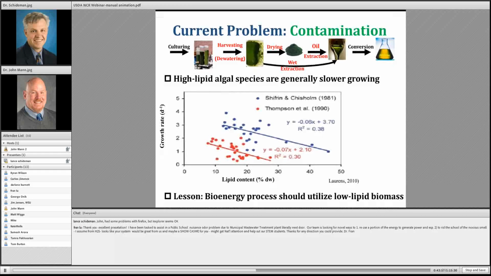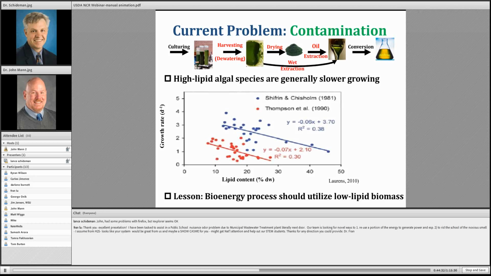The other problem that I mentioned was contamination. And the problem here is illustrated by this figure, which shows the relationship between growth rate of the algae and lipid content. So you can see that there's a general negative correlation between those two for lots of different species and lots of different studies. And basically what we have here is that if you try to grow the high oil species, they generally will grow slowly, and they will be outcompeted by the low oil species and everything else that can eat algae along the way, which is lots of things.